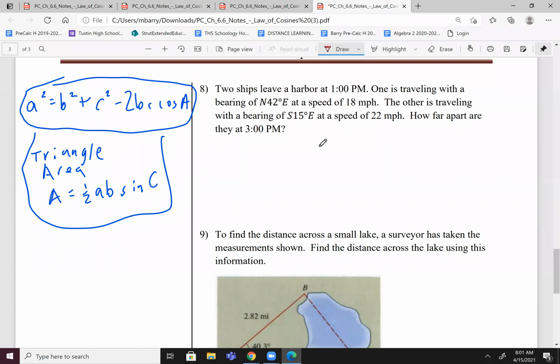All right, so our first one here, it says, two ships leave a harbor at 1 p.m. One is traveling with a bearing of north 42 degrees east. Okay, what does that mean? Well, if we look at our northeast, southwest, what is it? North, east, south, and then west, like California. The west coast is the best coast.